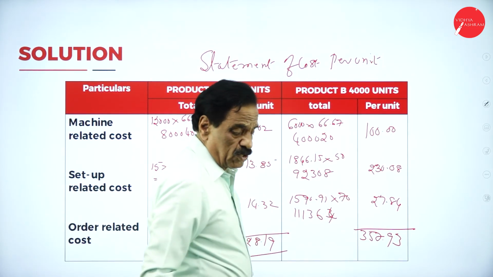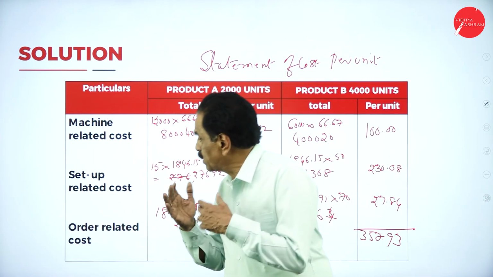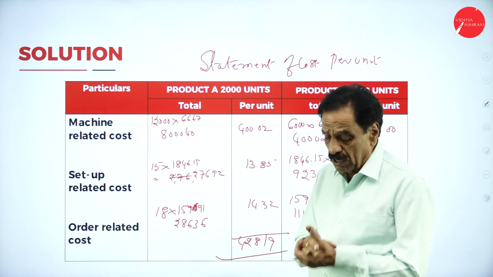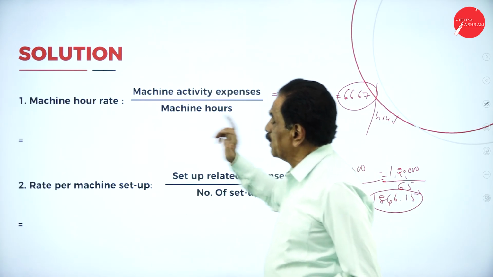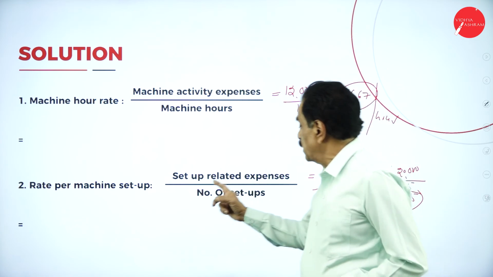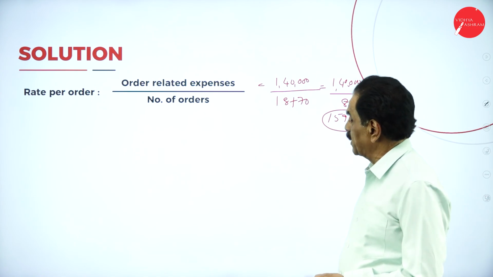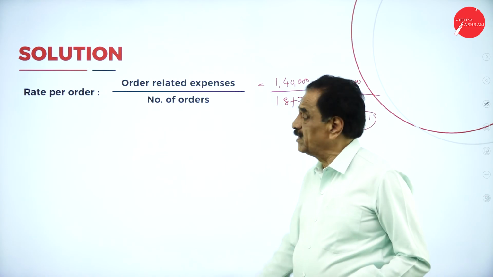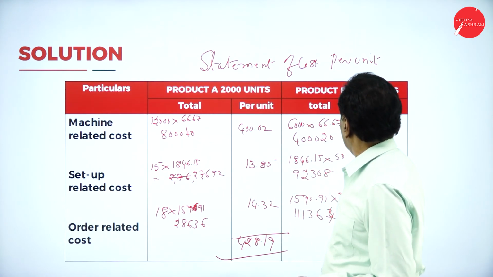Overhead distribution. In activity based costing we divide into 3 activities: machine related activity, setup related activity, and order related activity. You have to carefully find out: order related expense divided by number of orders; machine hour rate, machine activity expense divided by machine hours, 18,000 hours; setup related expense divided by number of setups. Here the number of setups is 65 and the number of orders is 88. Then we apply for product A and product B, 2,000 units and 4,000 units.